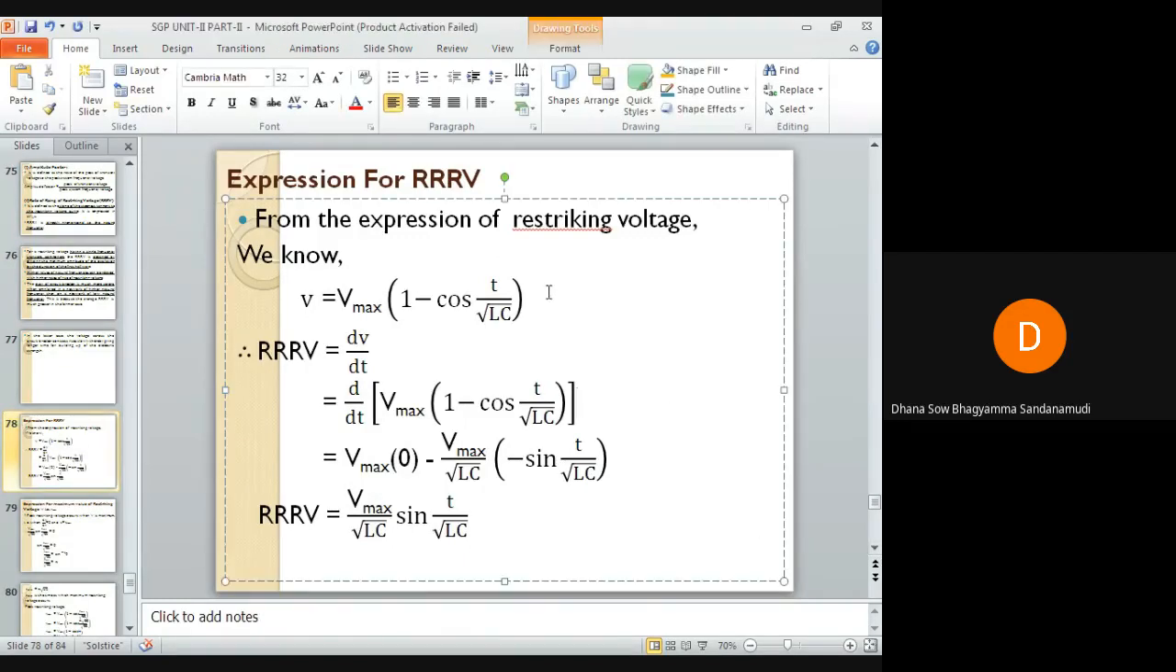Just now we have derived an expression for restriking voltage: V is equal to V max into (1 minus cos t by root LC). Rate of rise of restriking voltage means d by dt of V. So d by dt of V, what is V? V max into (1 minus cos t by root LC). Just differentiate it with respect to time. You will get the rate of rise of restriking voltage as V max by root LC sine t by root LC.